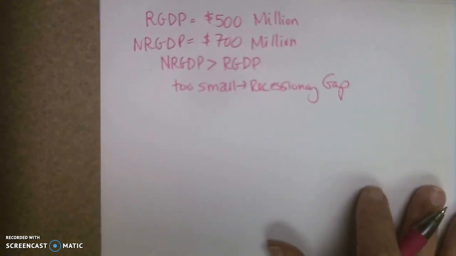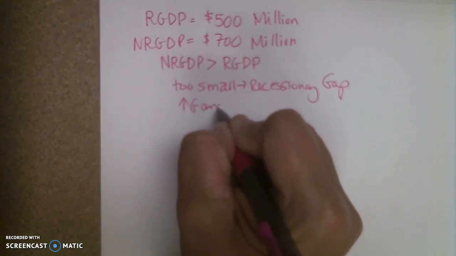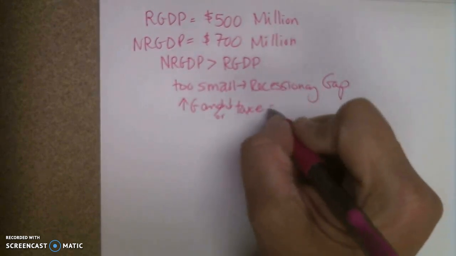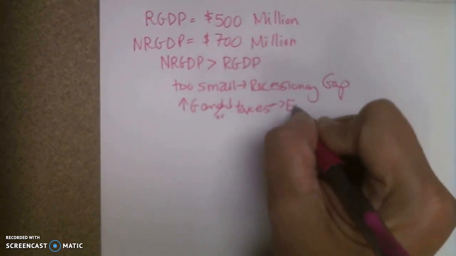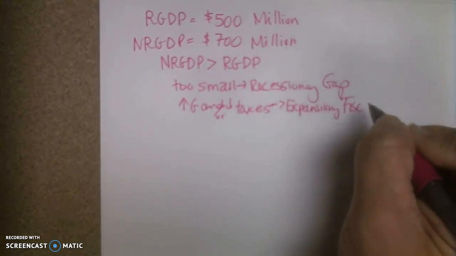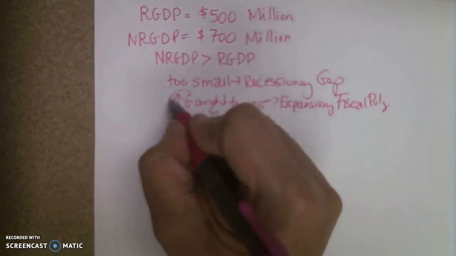Now, if we're in a recessionary gap, what we're going to do is either increase government spending and/or decrease taxes, right? Because that is our expansionary fiscal policy. But what we're going to do is focus just on this increase in government spending.